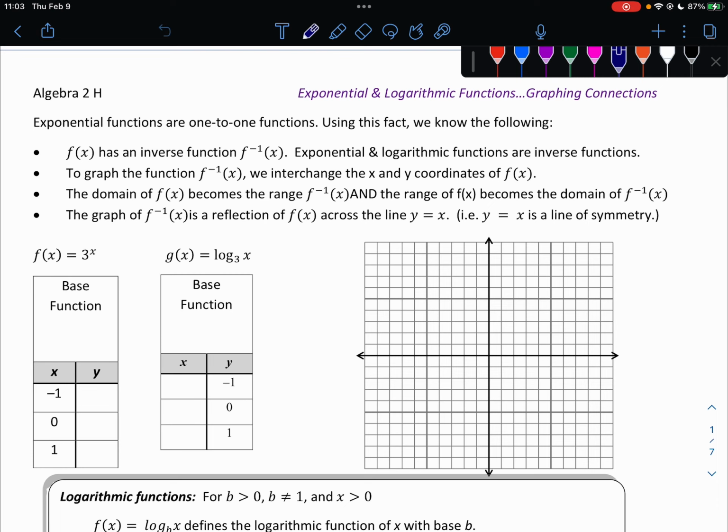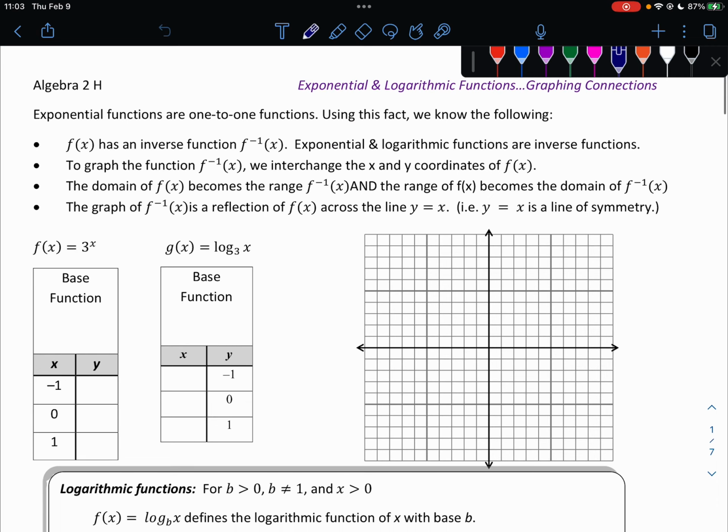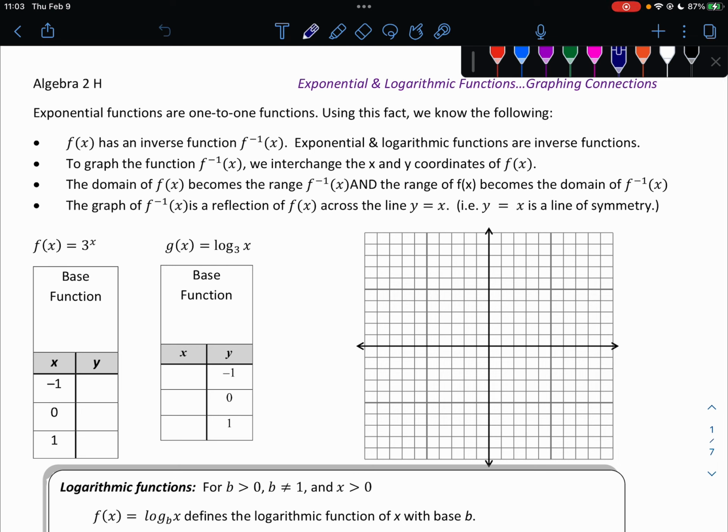And in this video, we're going to start taking a look at graphing logarithmic functions. So to start, let's talk about its connection to exponential functions, because remember they are inverse functions. So if f is exponential, then its inverse is going to be a logarithmic function.